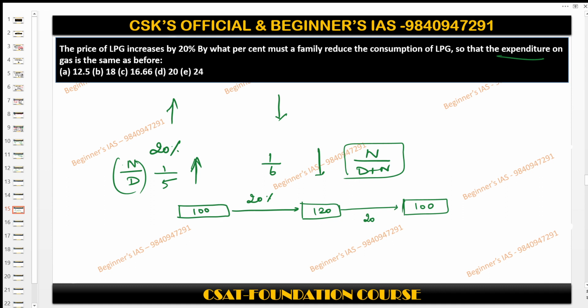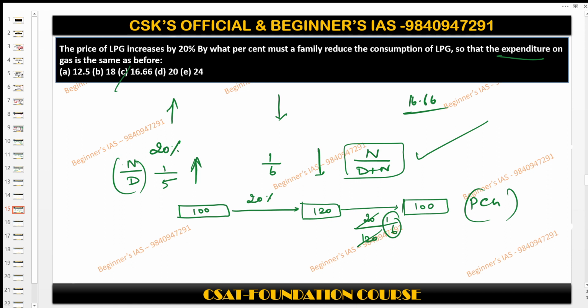Simple. Listen very carefully. 20 you have to reduce, 20 by 120. What is 20 by 120? 1 by 6. So this is the PCG method. You can use the PCG method or else you can use the shortcut method. Fine. Everybody understood? So 1 by 6 is equal to what? 16.66.